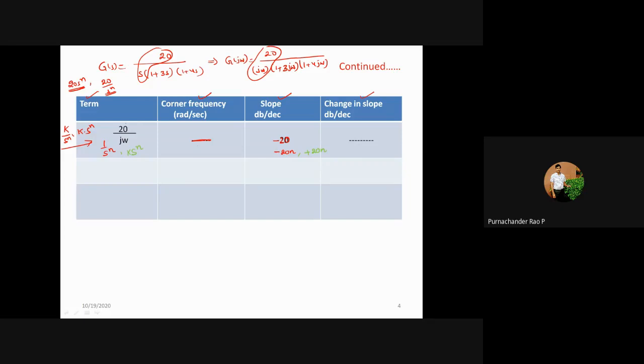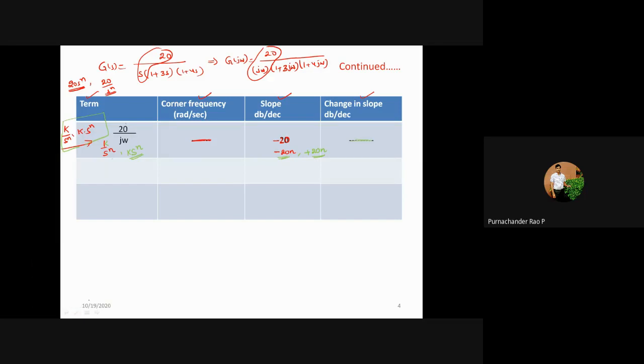Did you understand? Any doubts here? So if k by s power n is given, the slope is going to be minus 20 into n. If k into s power n is there, the slope is plus 20 into n. So that is the first row of the table we have to draw. For the first row, we have to consider these values. Then there is no change in slope.